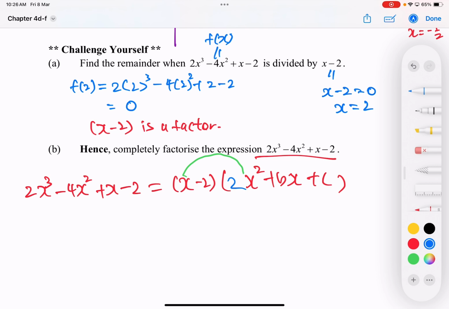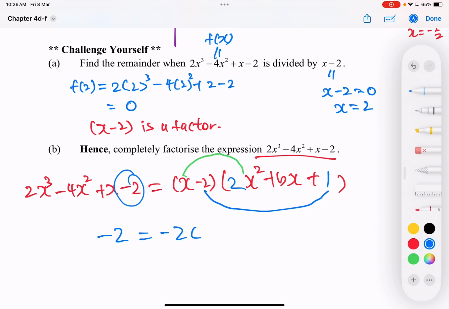Let's think about c. The only way for me to get a constant is to take a constant multiplied by a constant. If I take a constant multiplied by x squared or by x, I'm not going to get a constant. So negative 2 times c will give me negative 2. Let's write it down: negative 2 is equal to negative 2 times c. So what is c? 1. I'll replace this by 1. What about the last one?